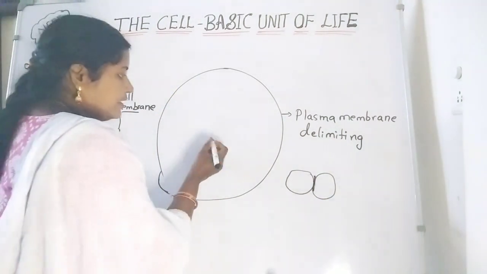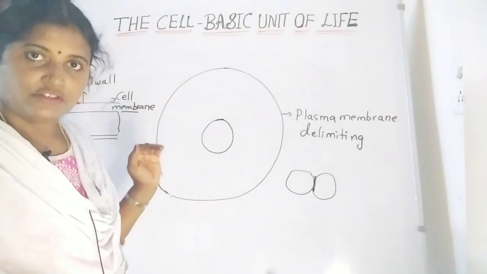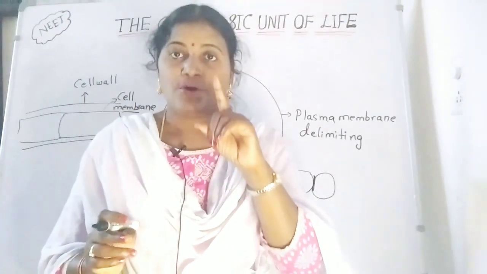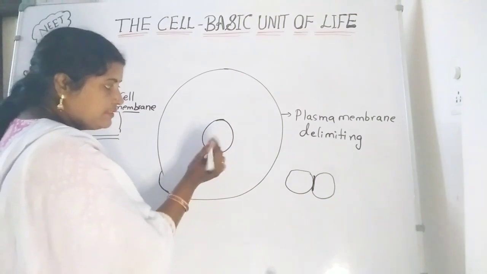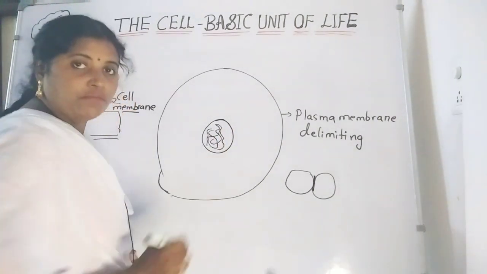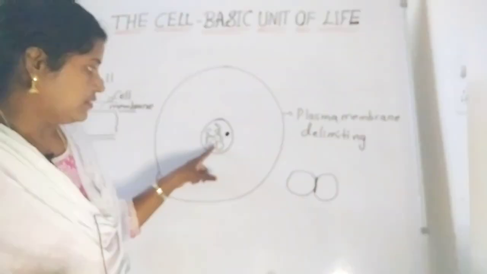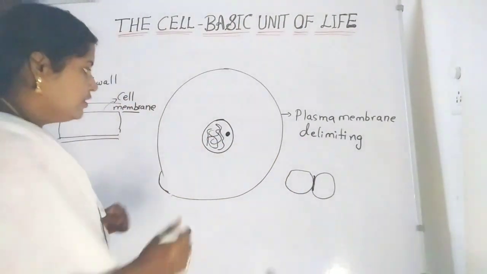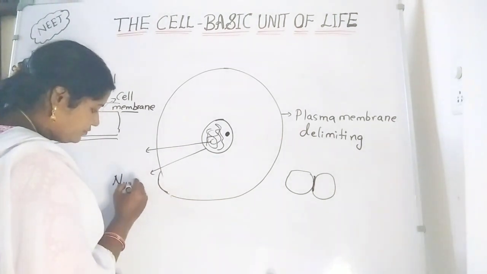So here inside it contains the nucleus. So nucleus was first observed by Robert Brown. Don't forget the name, Robert Brown. So this nucleus contains the genetic material. It contains the genetic material and nucleolus. So this genetic material is nothing but chromosomes. Okay, so the genetic material, the organelle is nucleus.